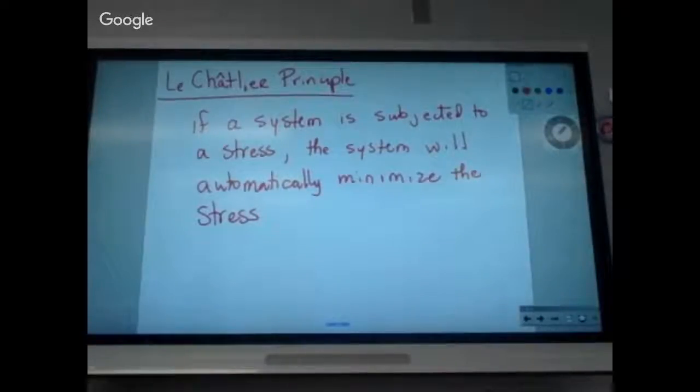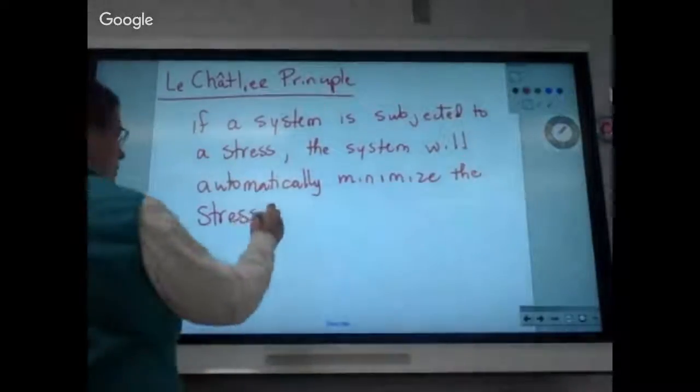Now, I may not do boiling, but we're at least going to finish Le Chatelier in equilibrium. All right? Le Chatler is not his name. It's Le Chatelier. If a system is subjected to a stress, the system will automatically minimize the stress.